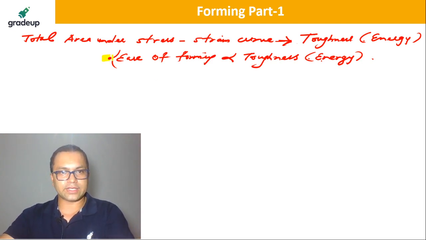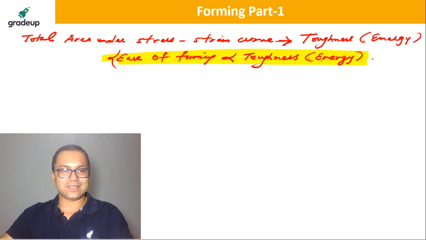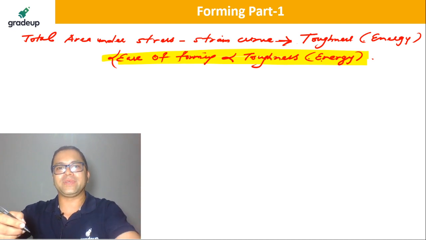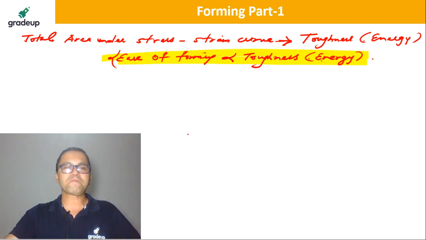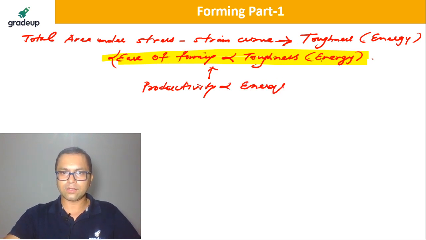So Ajit, we will take that question at the end. I could not understand your question, so please be ready with a better explanation of what your question is. Ease of forming is directly proportional to toughness because toughness is nothing but energy. Is it good to you? Do you agree to this? Because we said that ease, that is productivity, right? We already have discussed that productivity is directly proportional to energy, right?